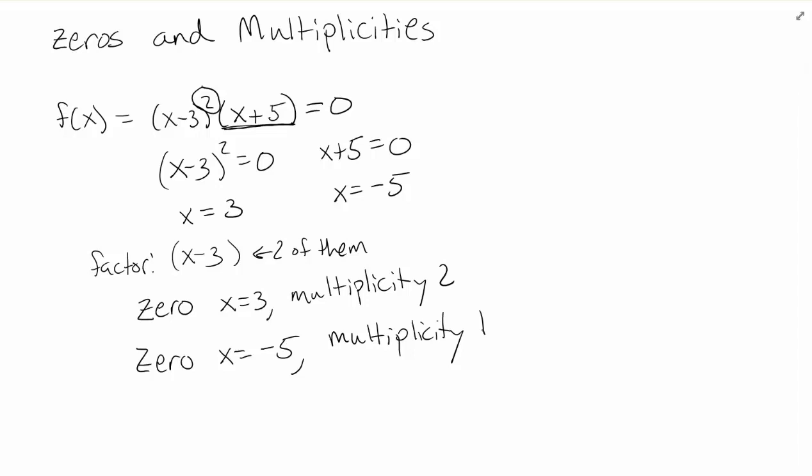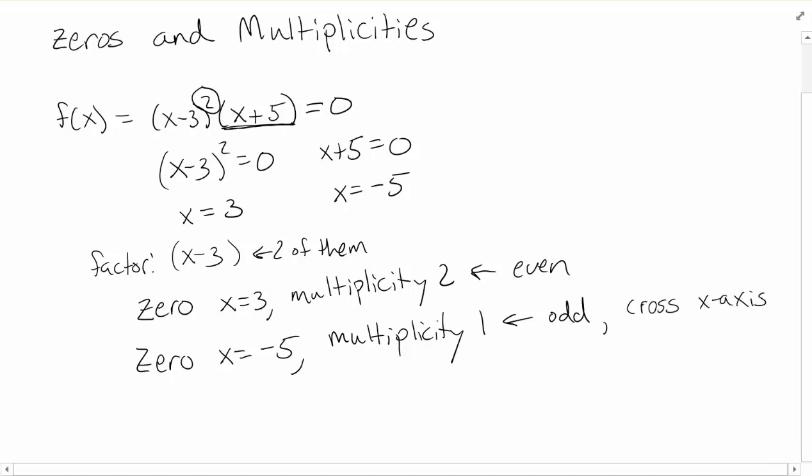Depending on whether the multiplicity is even or odd will tell you how it behaves. So 2 is even versus 1 is odd. If you have a 0 with odd multiplicity, you are going to cross the x-axis at that 0. If you have an even multiplicity, you are going to touch the x-axis and turn around.